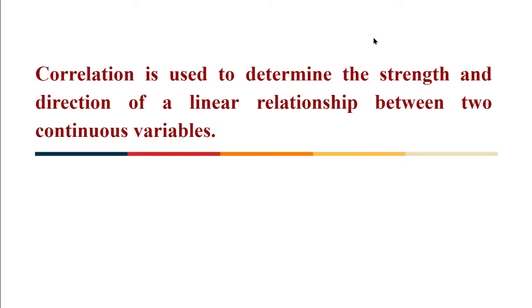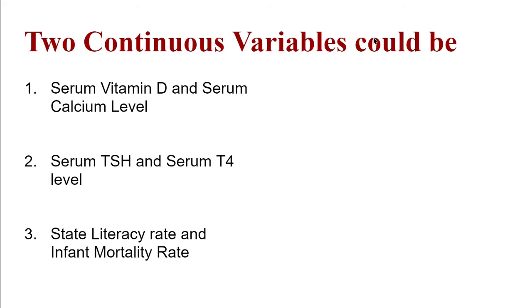Correlation is used to determine the strength and direction of a linear relationship between two continuous variables. Two continuous variables could be serum vitamin D and serum calcium level, serum TSH and serum T4 level, state literacy rate and infant mortality rate.